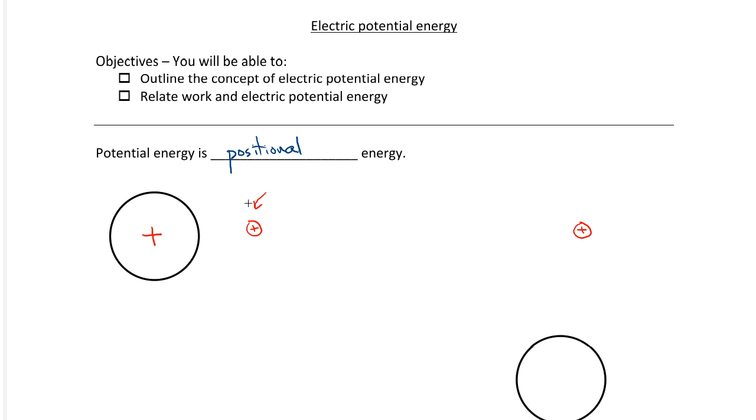So over here, when the small charge is over here, the whole system has high electrical potential energy stored in it, as opposed to over here, where the electric potential energy was lower. So the work that I've done in pushing the positive charge closer to this larger positive charge gets stored as potential energy in the system.